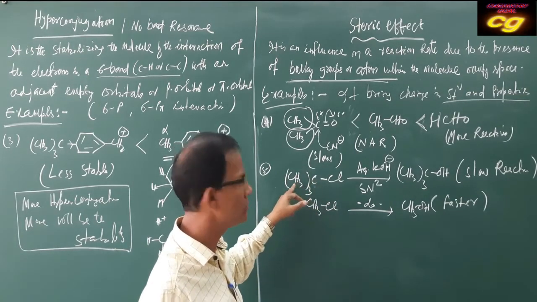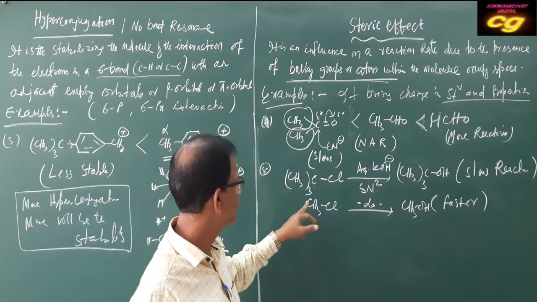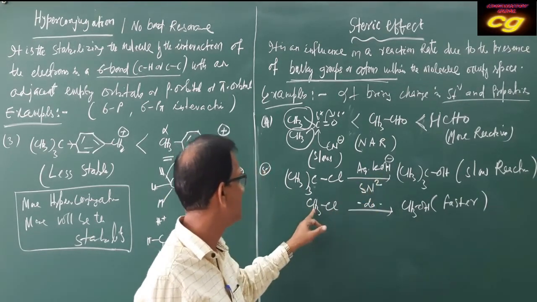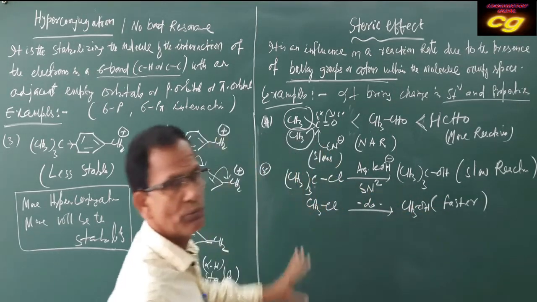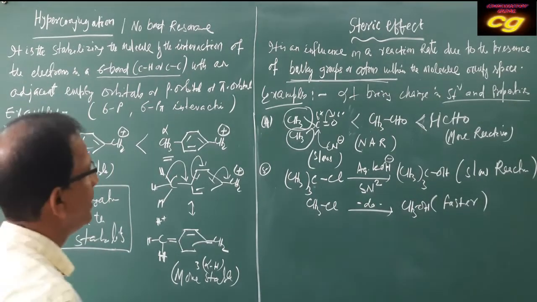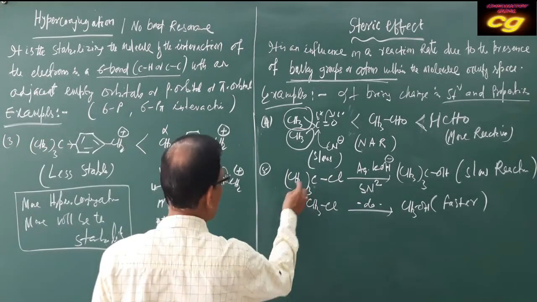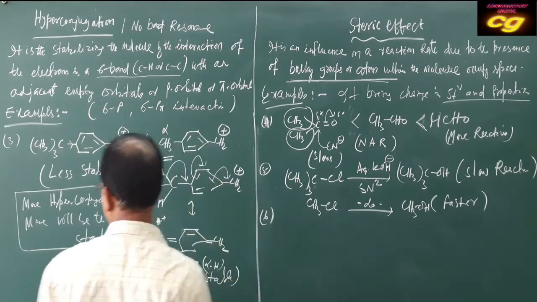Here this carbon is attached to 3 methyl groups. So this carbon is somewhat free, so the nucleophile OH minus can easily attack. That's why the reaction is faster. So this is an example of steric hindrance, that is, the steric effect of the particular group or groups attached to the particular carbon. Similarly, we can take another example.